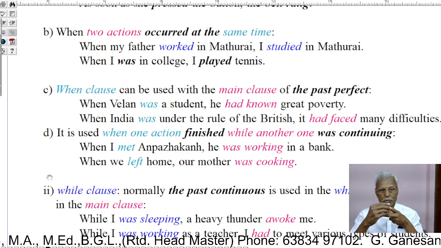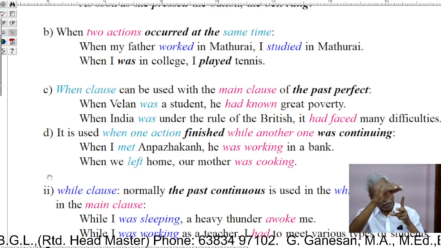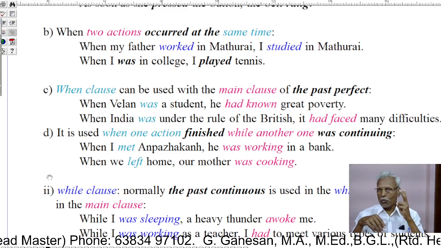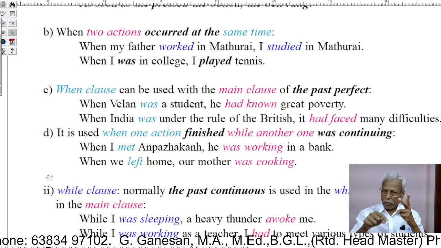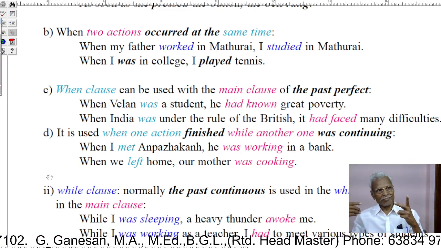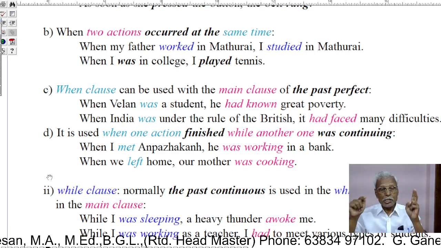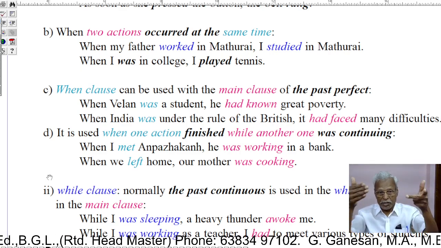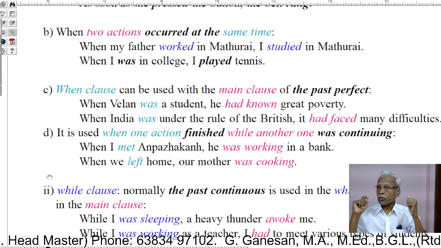When two actions occurred in the past, one action happened much earlier. The second action followed it, but after some time. When two actions occurred in the past, and the first one happened earlier than the second one, then the first action should be expressed in the past perfect, and the second action should be expressed in the simple past. That fact is being told here.